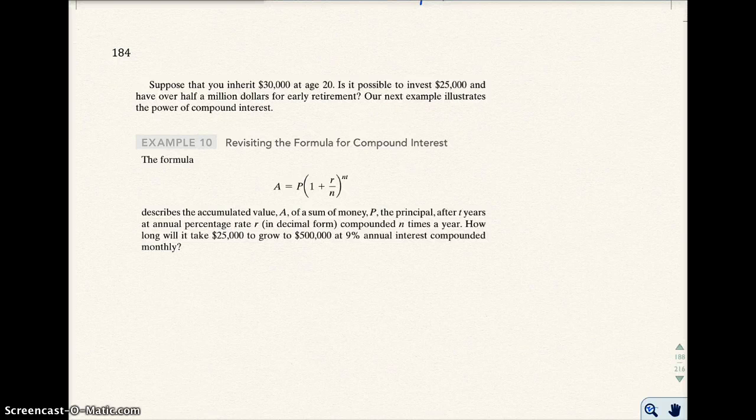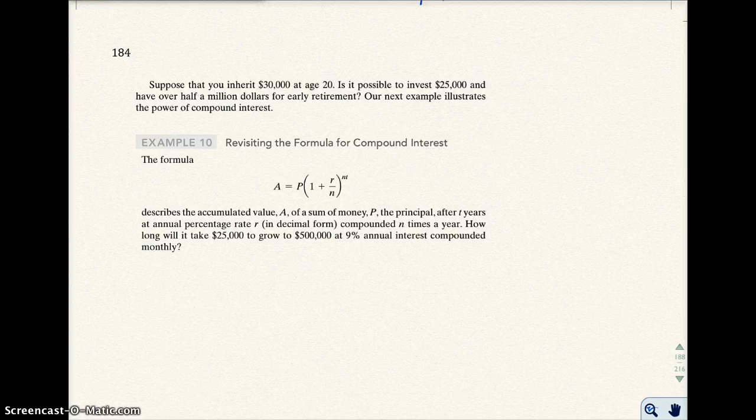Let's do a word problem, and this is a great word problem for solving the equation that we've been solving in this section. Suppose you inherit $30,000 at the age of 20. Is it possible to invest $25,000 and have over $500,000 for early retirement? Let's look at this next example.